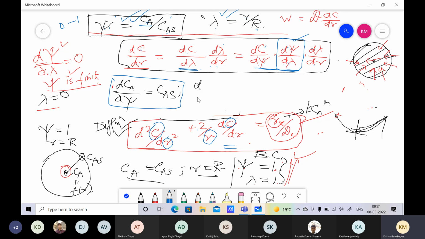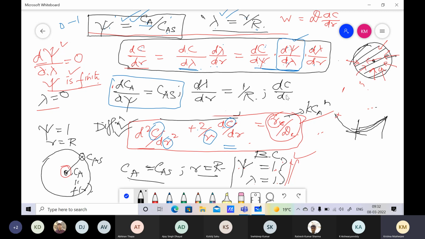And similarly, what is d lambda by dr? Hello, do you see d lambda by dr in front of you? Yes, 1 by R. Please keep your mics on a little. So we have dca by d lambda is equal to CAS, and d lambda by dr is equal to 1 upon R. Okay? Yes, sir. So therefore what is dca by dr?